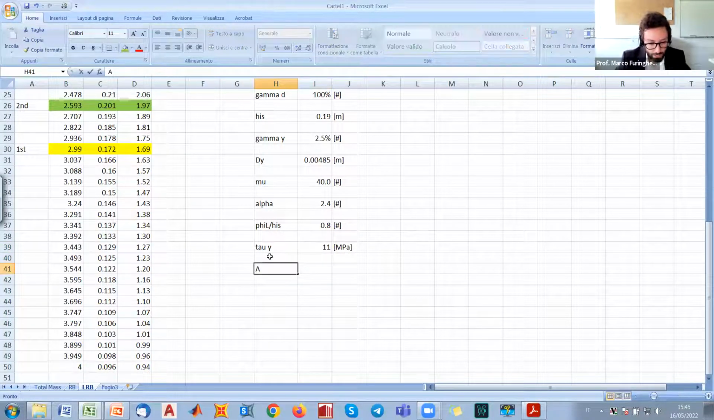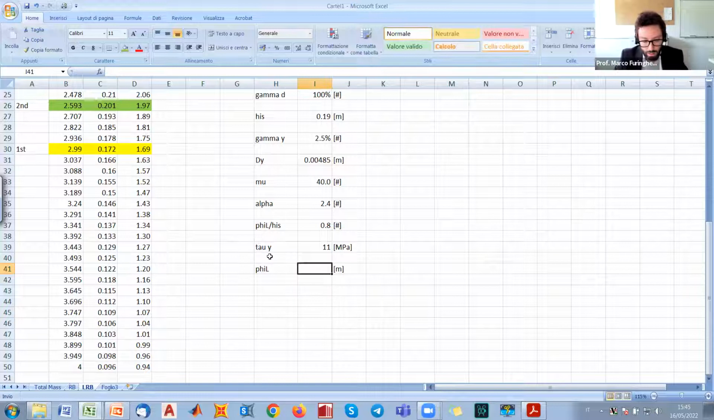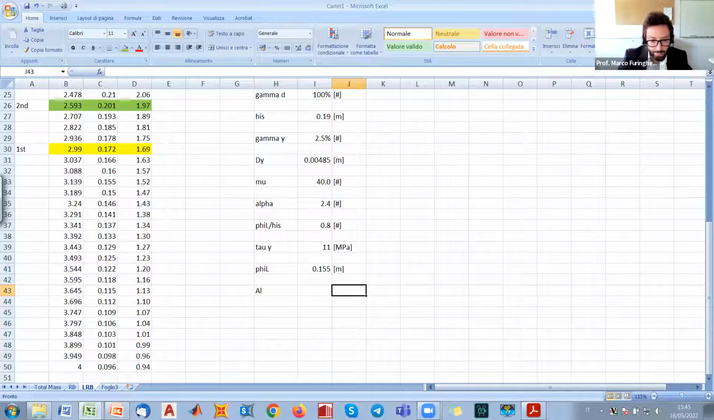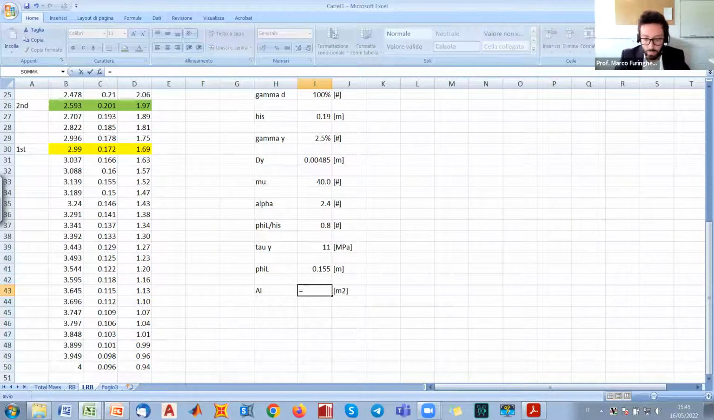So here we can assume L in meters, which is equal to this ratio times the height, which is previously computed. This is the diameter. Then we have the lead area in meter squared, which is 3.14, so pi times the diameter squared over 4.